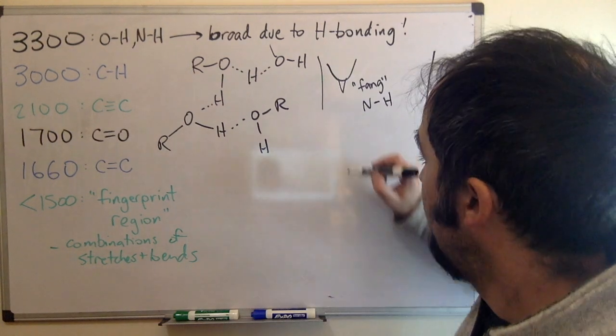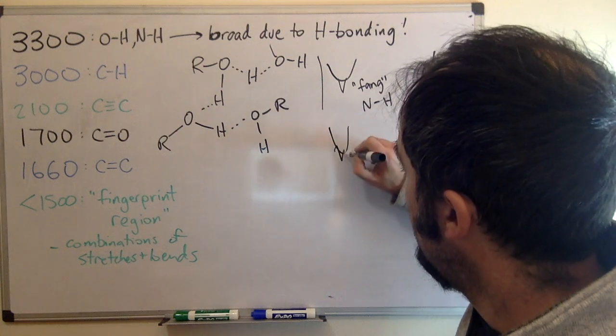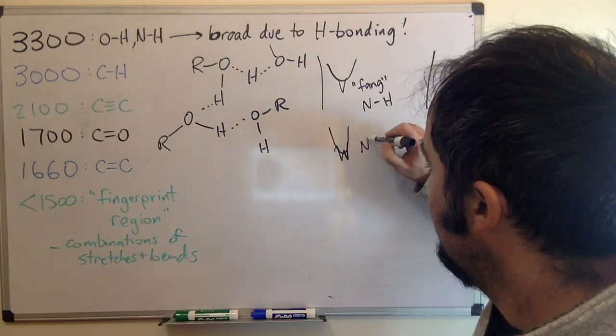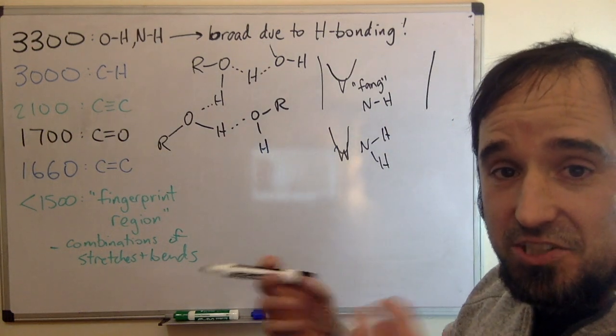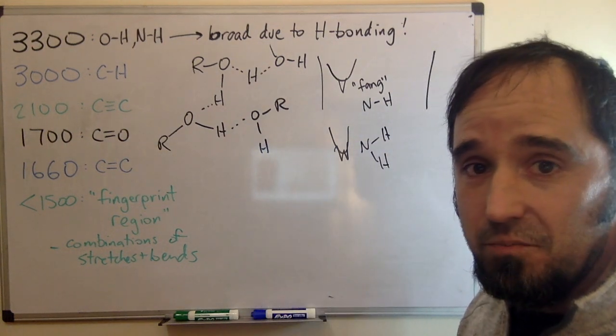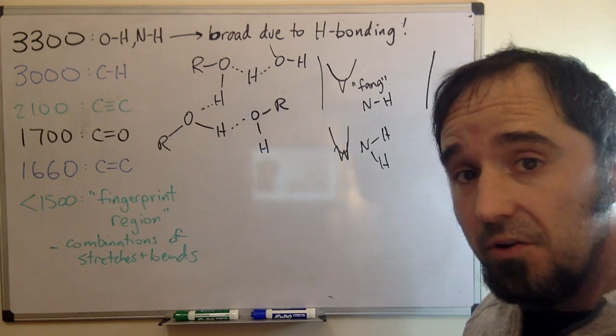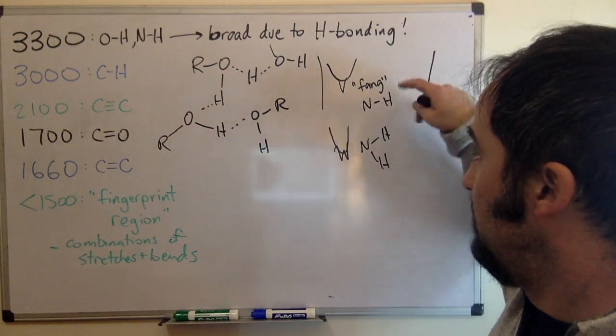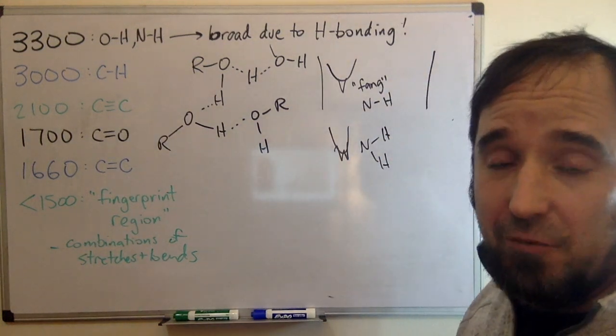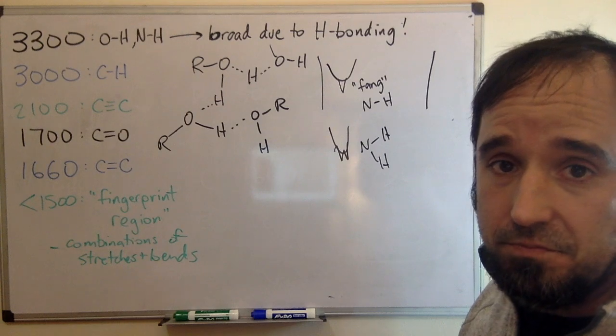And sometimes if you have an NH2, you'll see kind of 2 fangs like that because you've got the 2 different stretching modes combining with each other. So OH and NH are broader than usual. OH is broader than NH. NH can give you kind of 1 fang or 2 depending on whether you have an NH or an NH2.